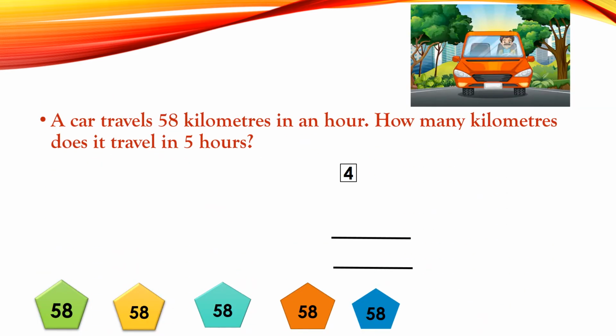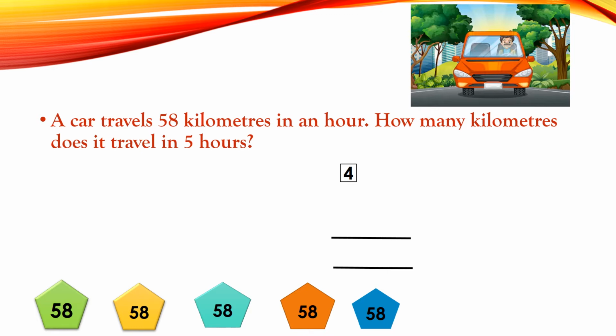Now let's have a look at the next problem, which is a car travels 58 kilometers in an hour. How many kilometers does it travel in 5 hours? So the information they have given here is the distance. Kilometers means distance. The distance traveled by the car in an hour, which means 1 hour, is 58. Now the question says, how many kilometers does it travel in 5 such hours? So if there were 5 hours, how much total distance would the car have traveled?